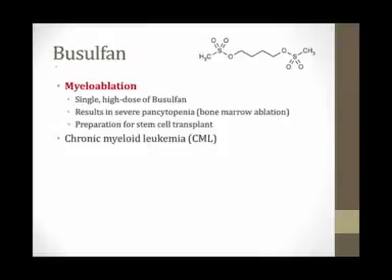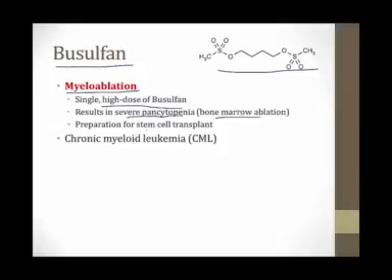Our next alkylating agent is busulfan. This is its chemical structure shown on the screen here. Busulfan is often used for myeloablation in bone marrow transplant protocols. A single high dose of busulfan is administered and it results in severe pancytopenia from bone marrow ablation, and this prepares the patient for a stem cell transplant. It's also sometimes used in the treatment of CML.